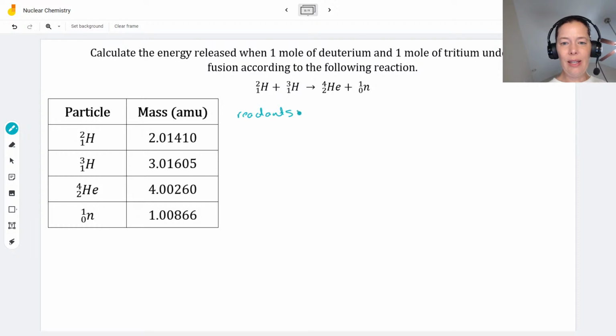Reactants. The nice thing is, we just have one of these. We're just dealing with 1 mole. So we've got a lot of ones in here, which help make things very, very easy.